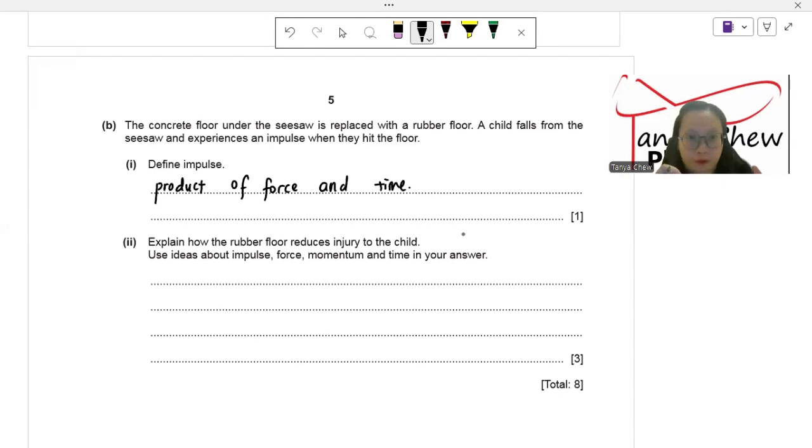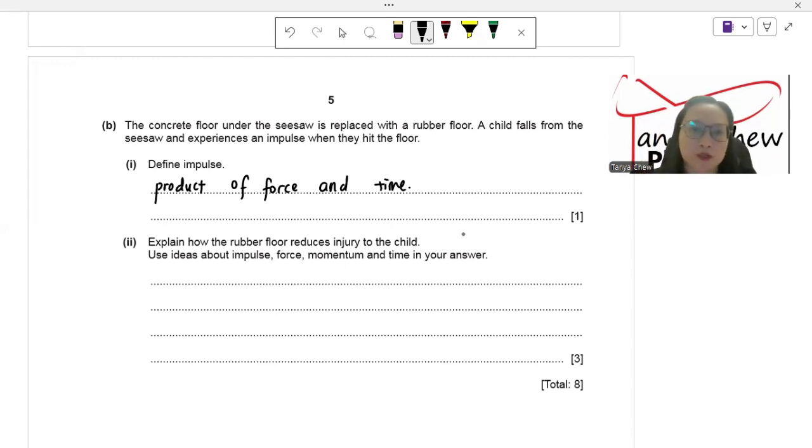The rubber floor would absorb the child. You could see that the child will be absorbed a little bit by the rubber floor. Why do we need that absorption? It's not really absorbing, it's the time of impact, the time of contact between the child and the rubber floor, that will be prolonged. So what does the prolonged time do? It will decrease the impulsive force acting on the child, because when the impulsive force acting on the child is large, it will cause serious injuries. So I will use that to explain.